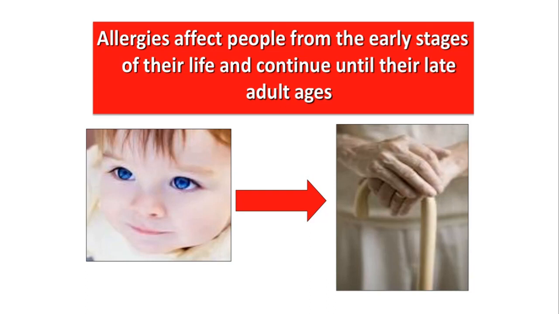There is always a question we ask: what is the allergic march? The allergic march affects people from the early stage of their life and continues until their late age, adult ages.